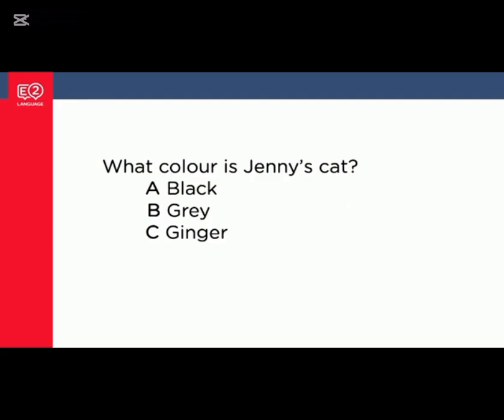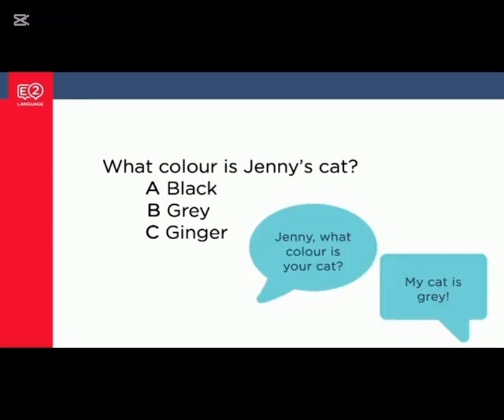Imagine you have this question in a test. What colour is Jenny's cat? A, black, B, grey, C, ginger. And then you hear this little conversation. Jenny, what colour is your cat? My cat is grey. Wonderful. We know here that the answer is grey, of course.